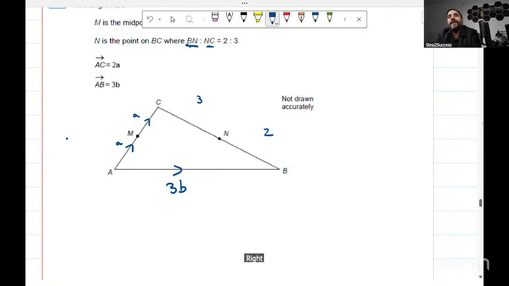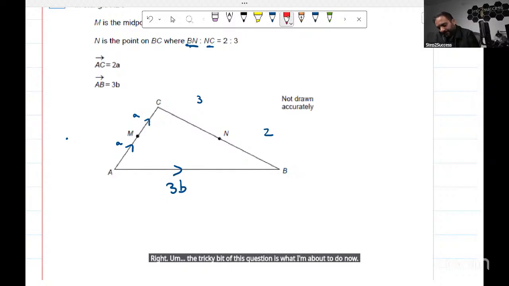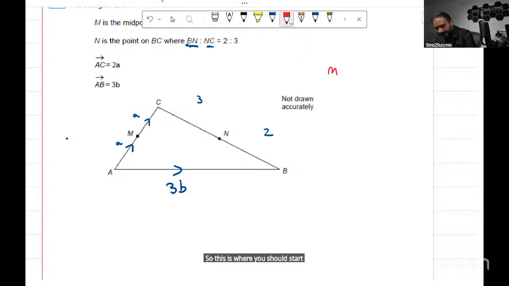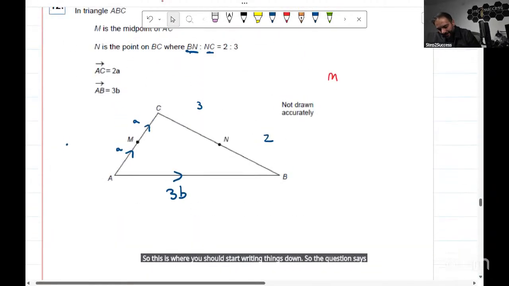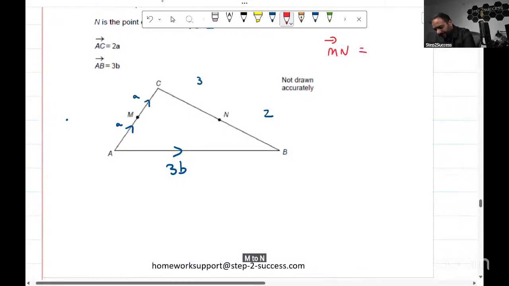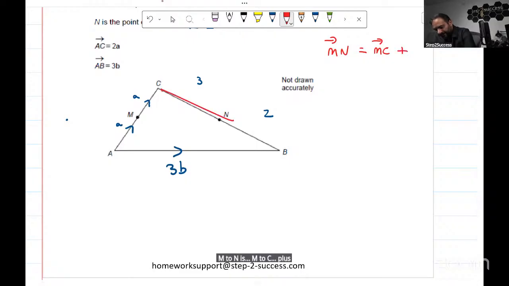The tricky bit of this question is what I'm about to do now. If I want to work out M to N, this is the way I'm going to do it. I want to go from M to C and add on C to N. So this is where you should start writing things down. The question says work out the vector M to N. M to N is M to C plus C to N.